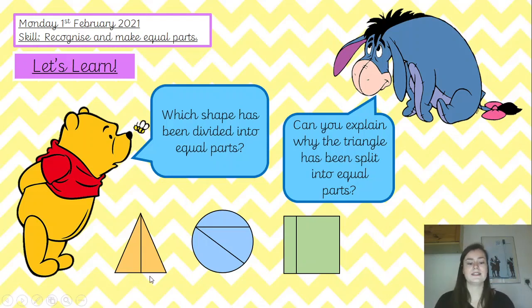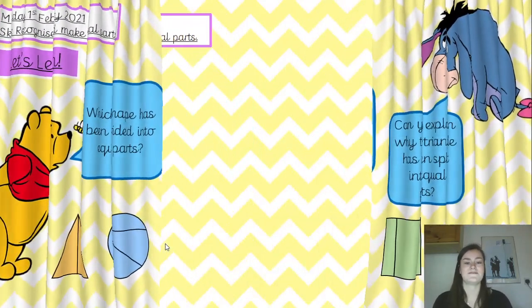Okay, so it is equal because it is the same size, isn't it? On this square, it's very obvious that this side is a lot bigger than this side. And the same with the circle, these sections are not all the same size, are they? So it's definitely the triangle that has got the equal parts.